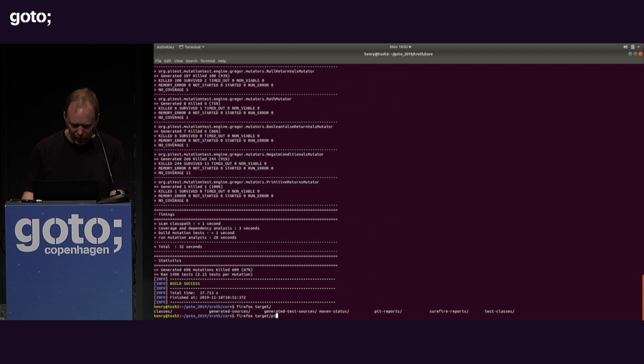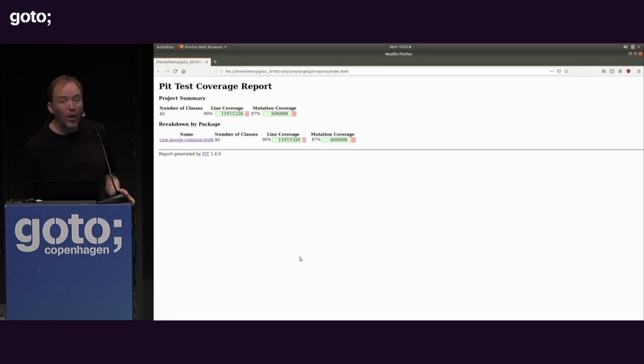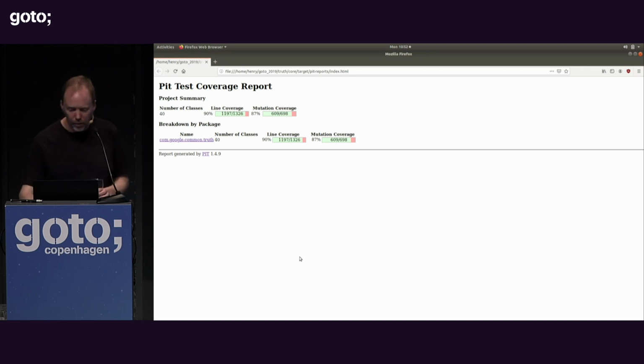And if you can hear, my laptop battery fan is going slightly wild from that. But okay, so these are slightly old school reports that PiTest spits out. I think they're due a bit of modernisation. But we see a mixture of line coverage and mutation coverage. That's just the ratio of how many mutants you generated, how many were killed.